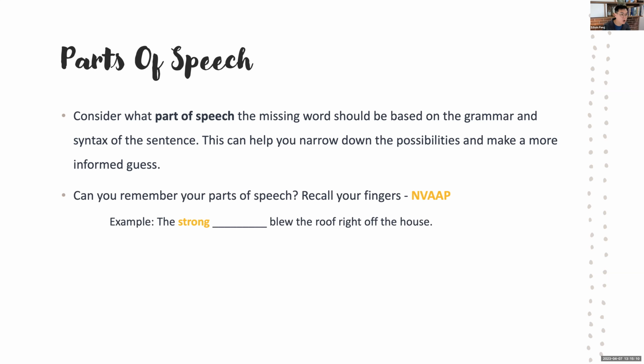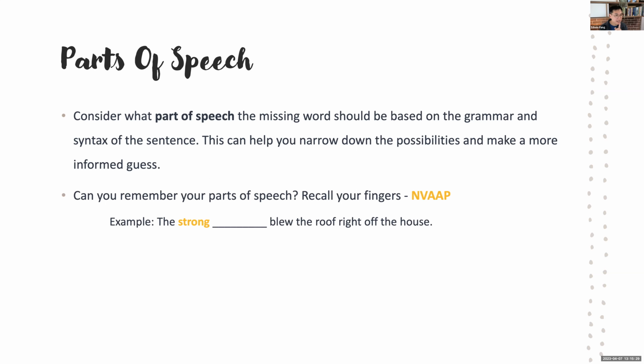Now, the word strong is an adjective, right? I'm sure you all recall that. Now, what type of word does an adjective always modify? What type of word does an adjective always describe? Can anyone remember? Yes, Shani, go. A noun. A noun, very good.